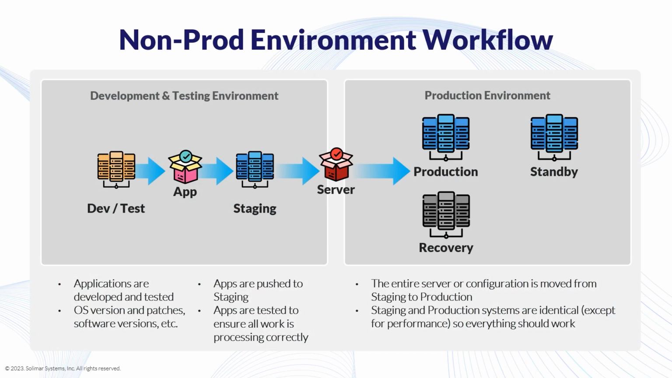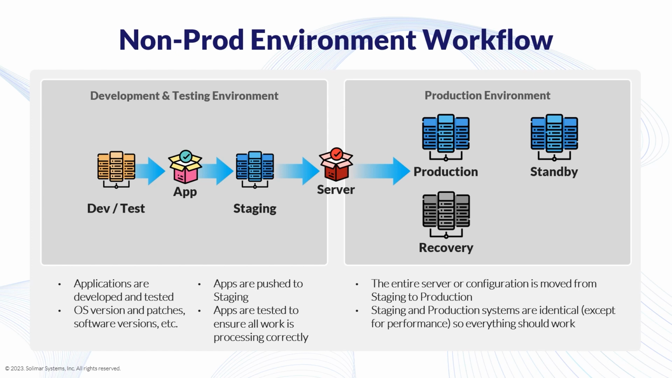This diagram shows the preferred method for making any kind of changes to your production environment. Build and test applications in your dev test environment. Apply all operating system patches and software upgrades here. The staging environment should be kept in sync with the dev test as well. The difference is that it is a clean system without dev tools or other software that could impact production.